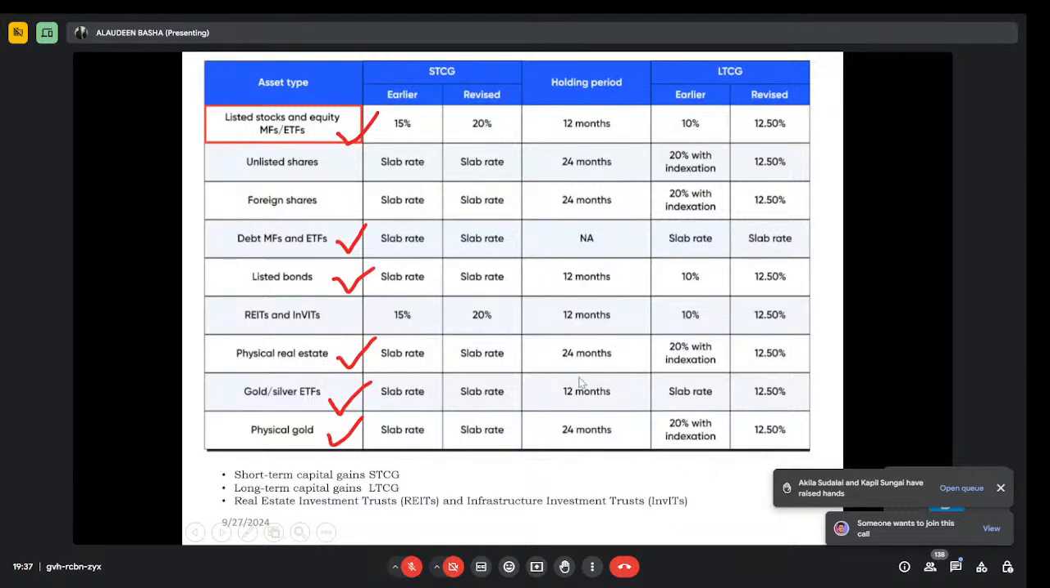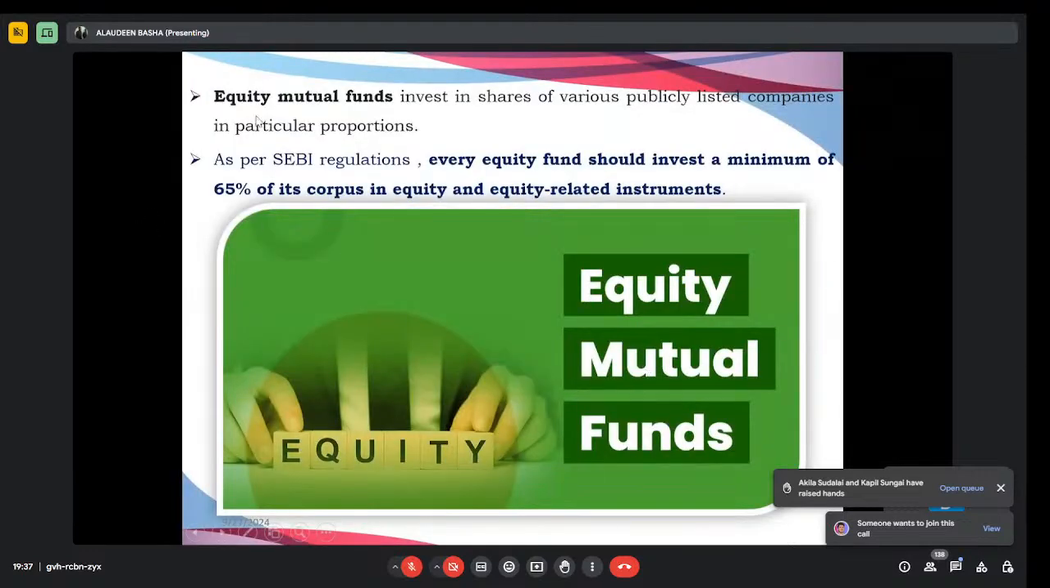First one: we think about investing in equity mutual funds. There are three kinds of mutual funds: equity mutual funds, debt mutual funds, and gold ETF, gold silver ETF. So first we think about equity mutual funds. What is an equity mutual fund? If a particular mutual fund invests more than 65% of its value in equity or equity related instruments, then it is called an equity mutual fund.